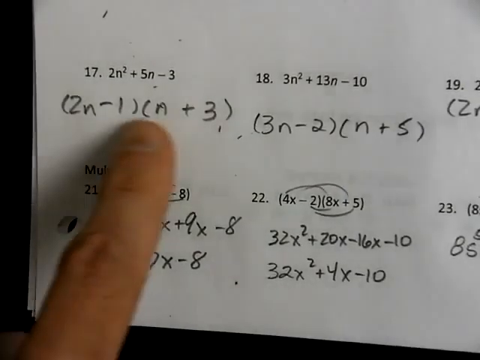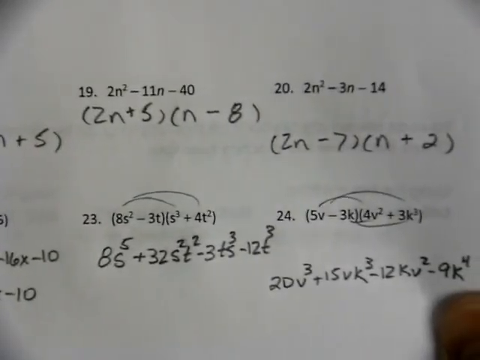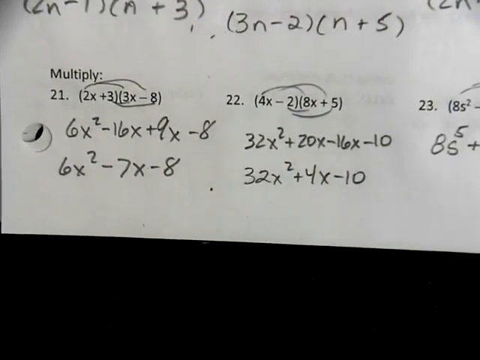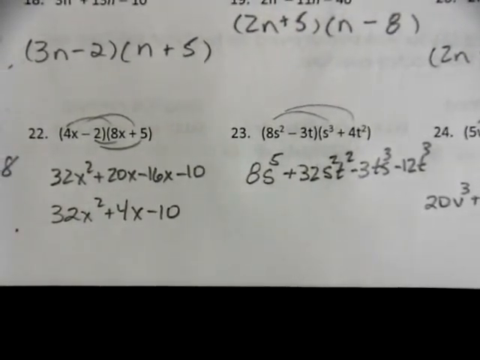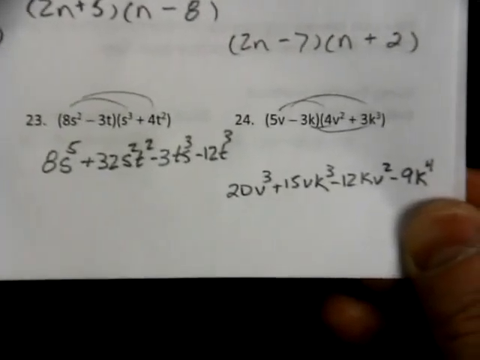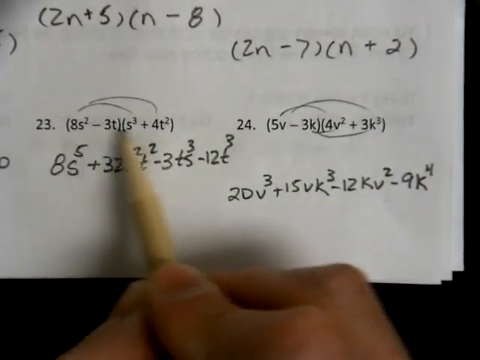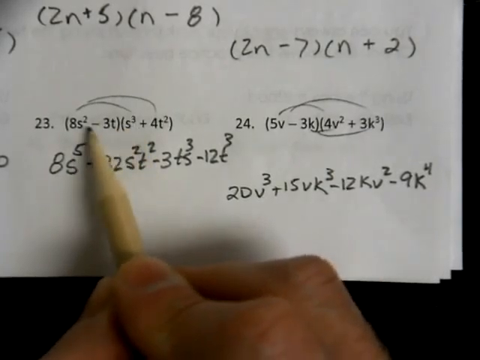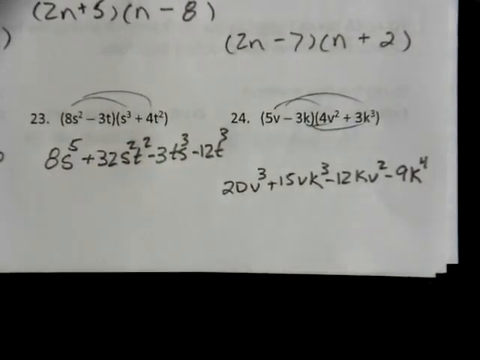So check your answers. Okay, here these are a little trickier. You got to watch your exponents when you're multiplying them together. Add your exponents if your variables are the same.